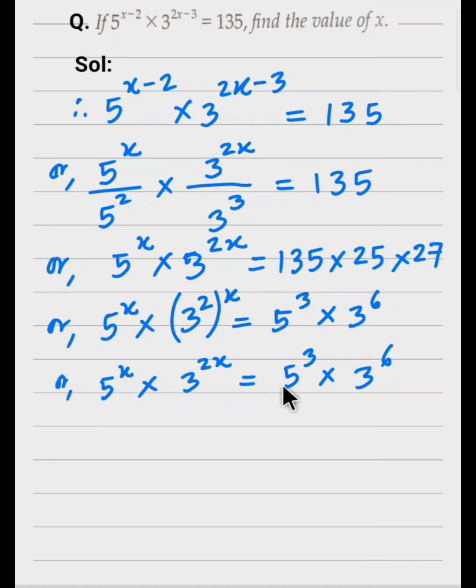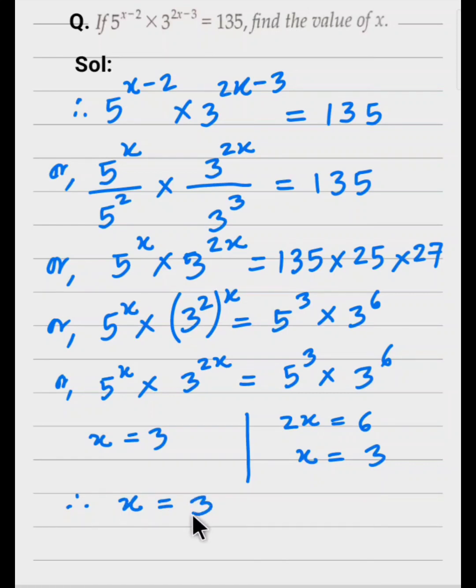Now see, 5 to the power x, you can equate it with 5 to the power 3, that means x equals 3. Or you can do one thing: 3 to the power 2x and 3 to the power 6, that means 2x will be equal to 6, and in that case also x will come as 3, right? The question is asking to find the value of x. So therefore x equals 3. So that is the answer.